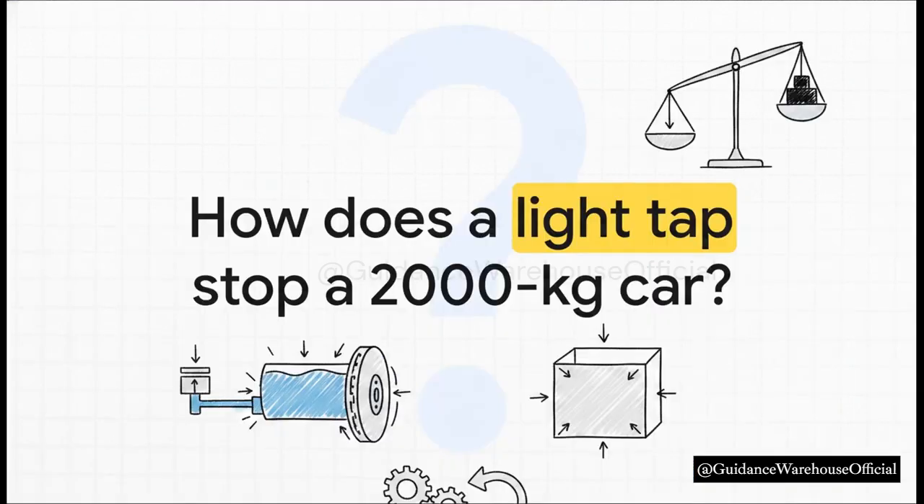Well, by the time we wrap up this explainer, you're going to know exactly how that seemingly magical light tap gets the job done. We're going to dive right into something called Pascal's principle. We'll break down the concept, look at the surprisingly simple math that makes it tick, and see exactly how to apply it to real-life mysteries, just like our car brake situation.